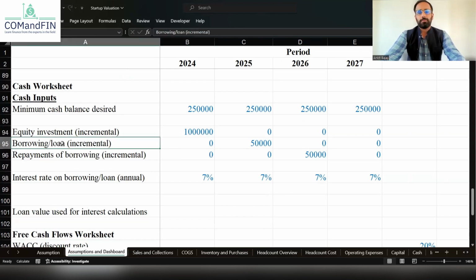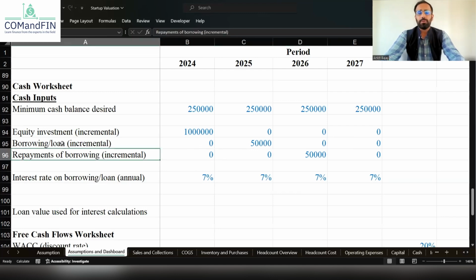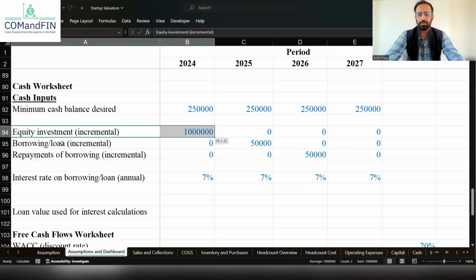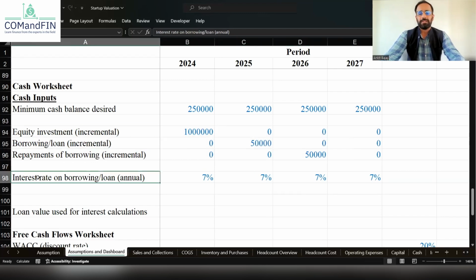Then they have borrowed some amount, right? In second year, they have borrowed 50,000, which is a small amount. And in third year, they have repaid this 50,000. So they have borrowed a small amount from the market, and the interest rate which is applicable is 7%.